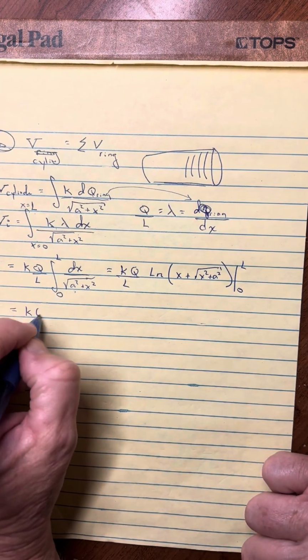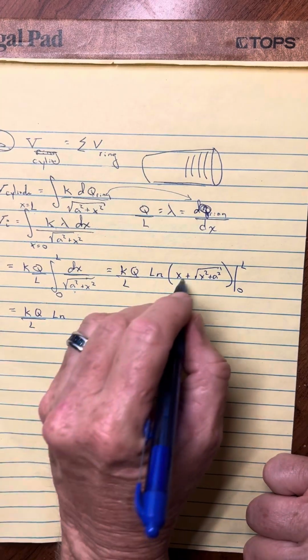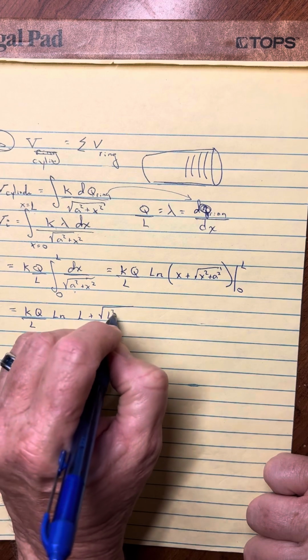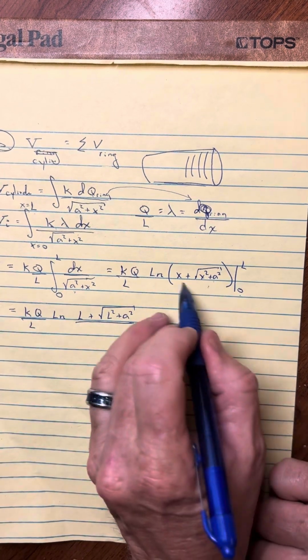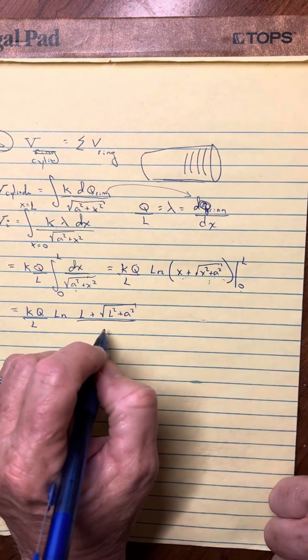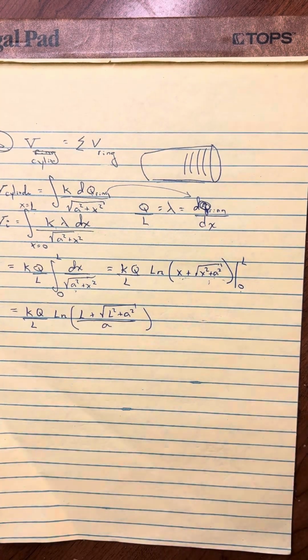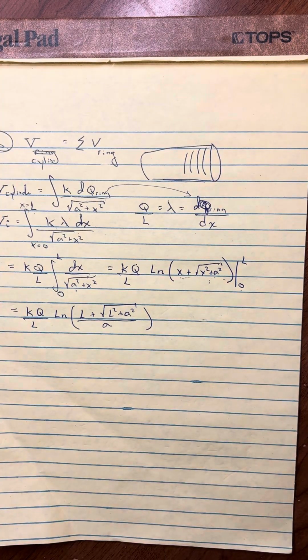So this would be kq over L, natural log. And then if we put in the upper limit, we would have L plus the square root of L squared plus A squared. And then we would have minus when we put in a 0, which we've put in a 0 for x. Those go away, and then you just get an A. And then if we use the property of logarithms, when you subtract two logarithms, that's the same as a quotient. So now we can actually calculate the initial potential.